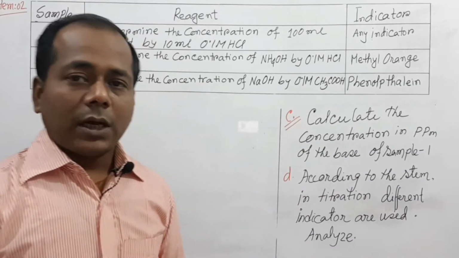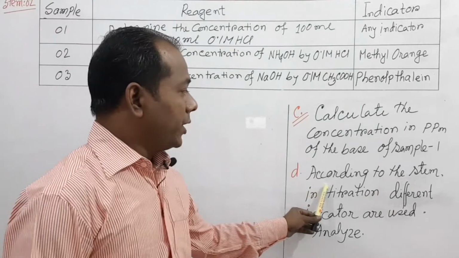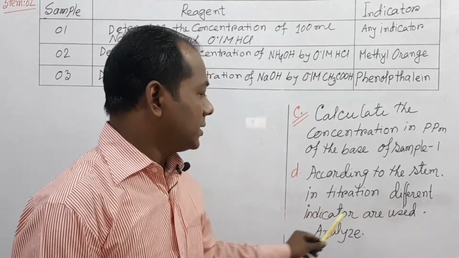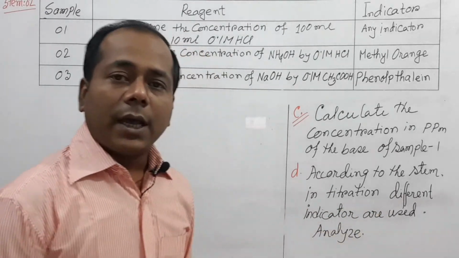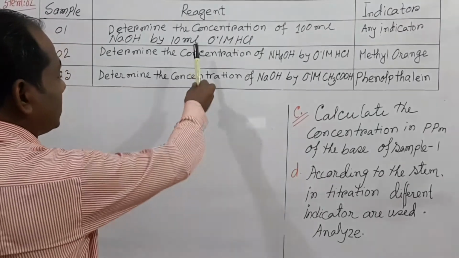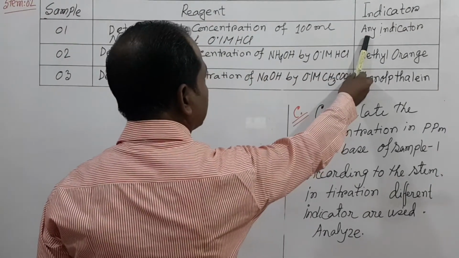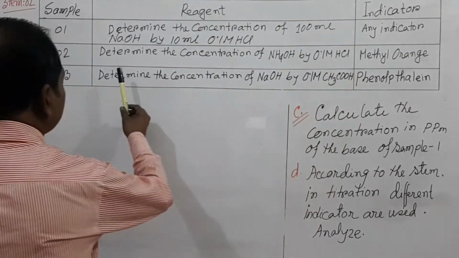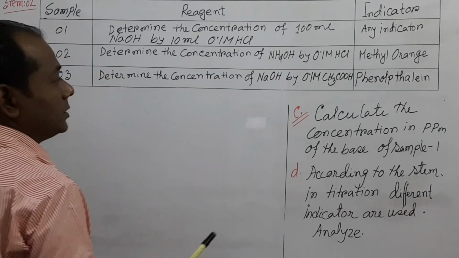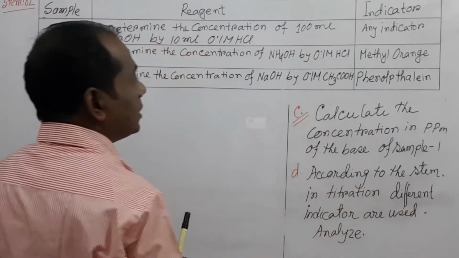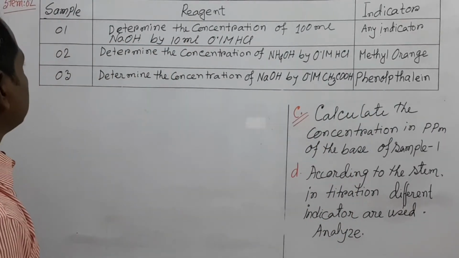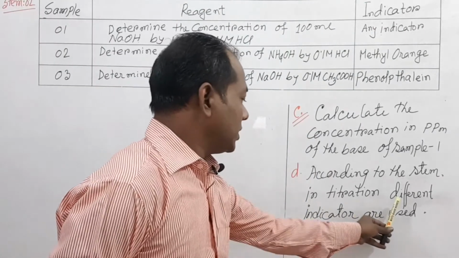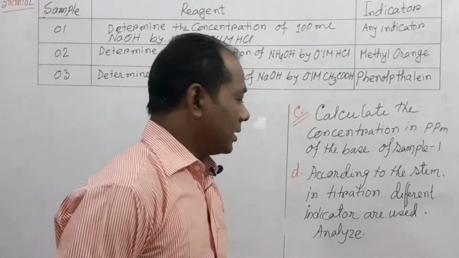My dear students, our next question is according to the stem, that means according to the stem, in titration different indicators are used and analyzed. Here we see that we can use any indicator. For sample 1, we have to use methyl orange. For sample 2, we have to use phenolphthalein for sample 3, and this is the question, that is in titration different indicators are used.